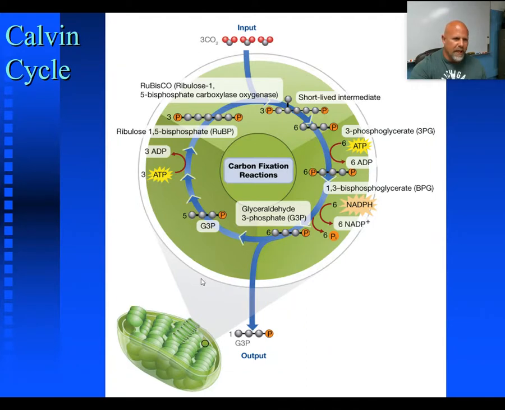This is a more in-depth picture of the Calvin cycle. You can see we have carbon dioxide going in. We're using up 6 ATP and 3 ATP, so 9 ATP molecules, and 6 NADPH molecules. And in the process of doing that, we're making G3P. This is glyceraldehyde 3-phosphate. It's just a small 3-carbon sugar that's coming out of that process. Remember that can be used to make lots of different things.